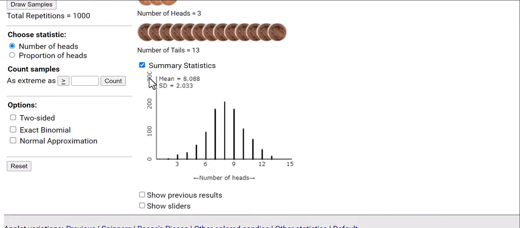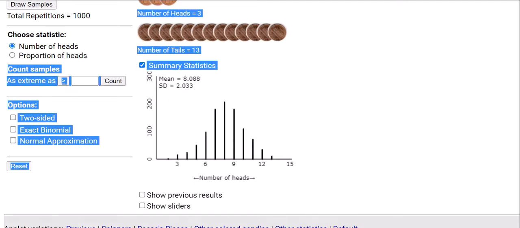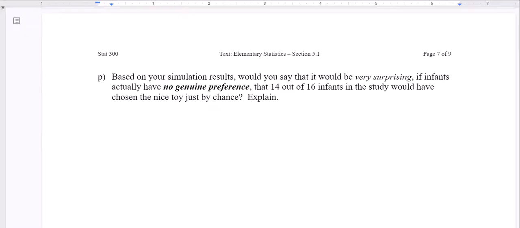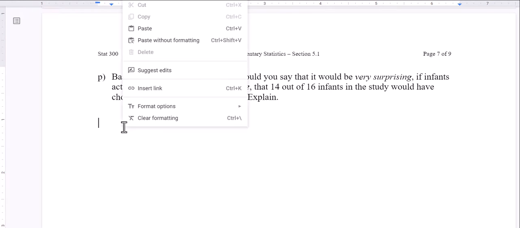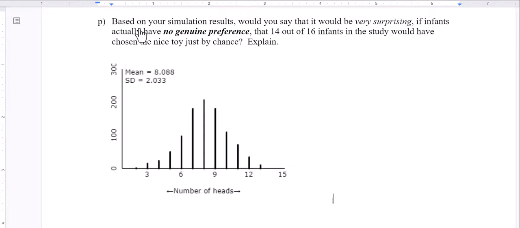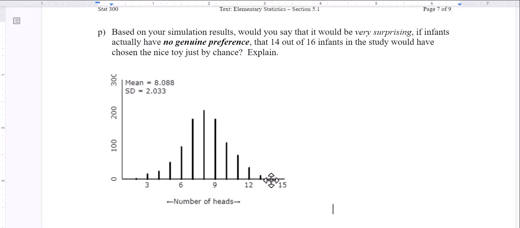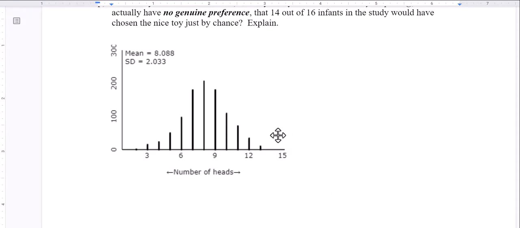So let me copy this and bring it over to our notes, maybe, if it lets me copy it. Oh, here we go. If I right click and then go to copy image, then I can go into here and then I think I can paste it. Yep, cool. And so based on my results, it will be very surprising, right? Notice over here, there's nothing above 14.